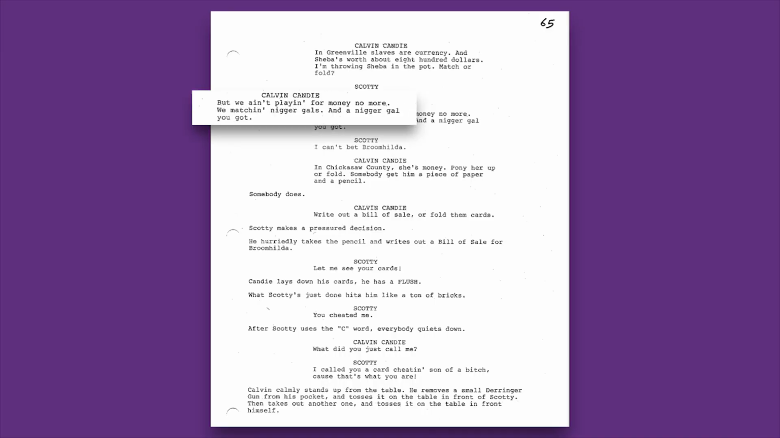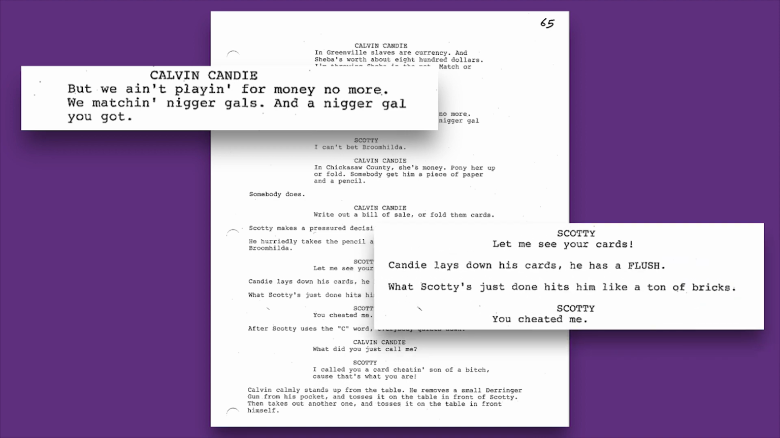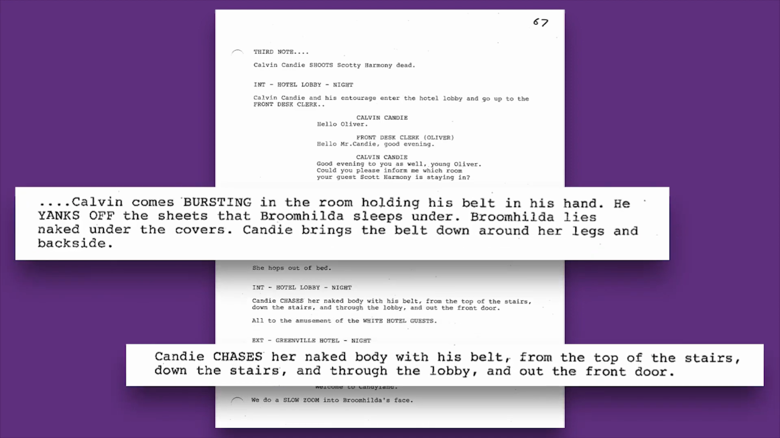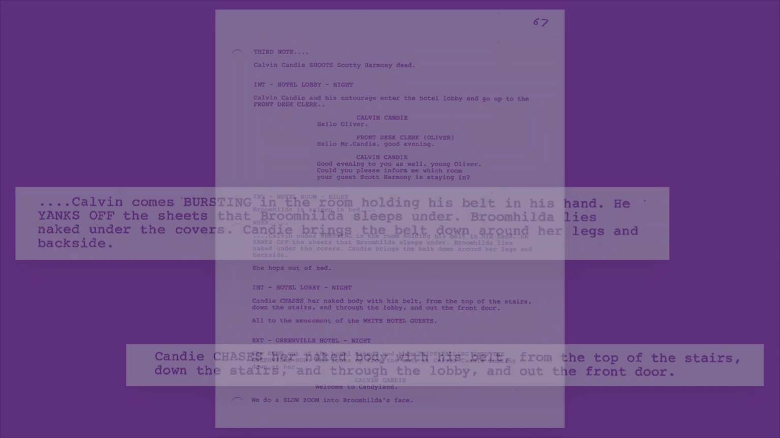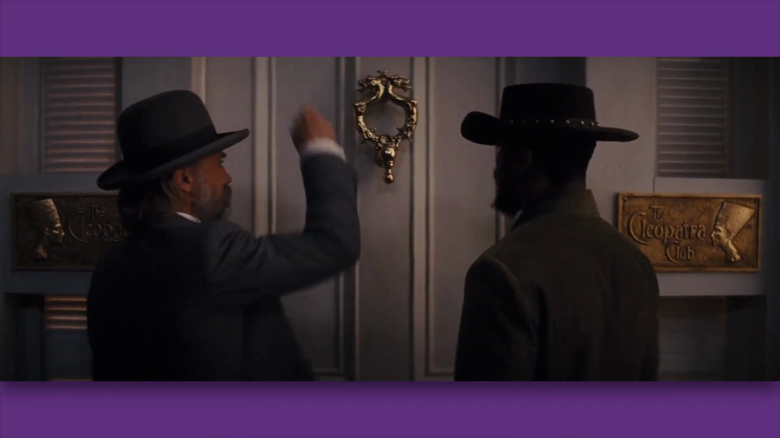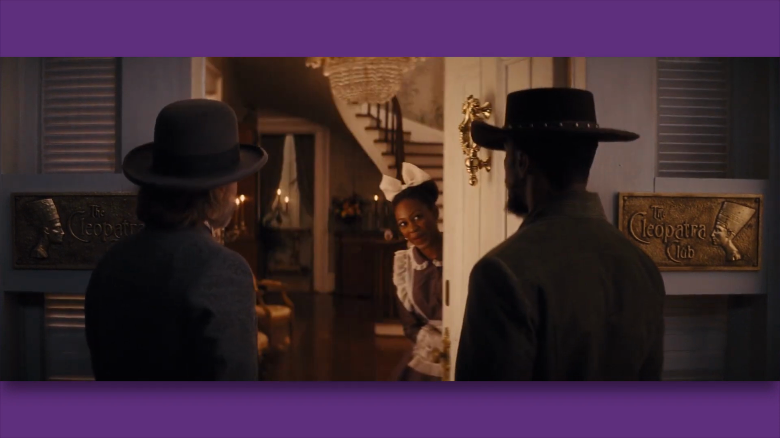In the script, we're actually introduced to Candie earlier. We see him cheat to acquire Broomhilda as a wager in a poker game from her previous owner. He then barges into her room and chases her naked through the hotel with his belt. So before Django and Schultz actually meet Candie, we the readers already know that he is a cheater, a liar, and an abuser. For Django and Schultz, however, they know only by reputation that Candie is deplorable, but they're about to learn it for themselves.